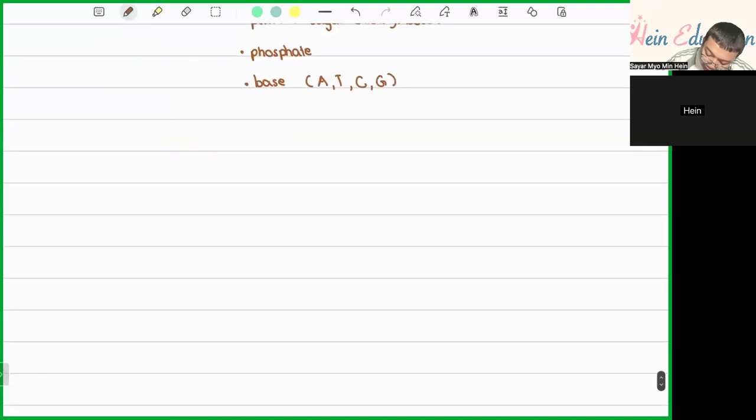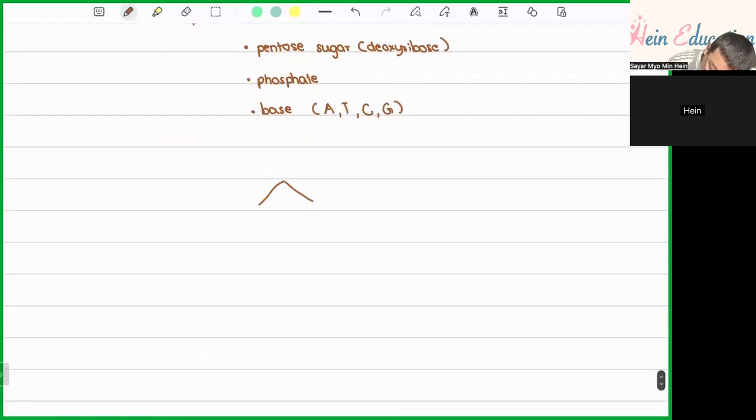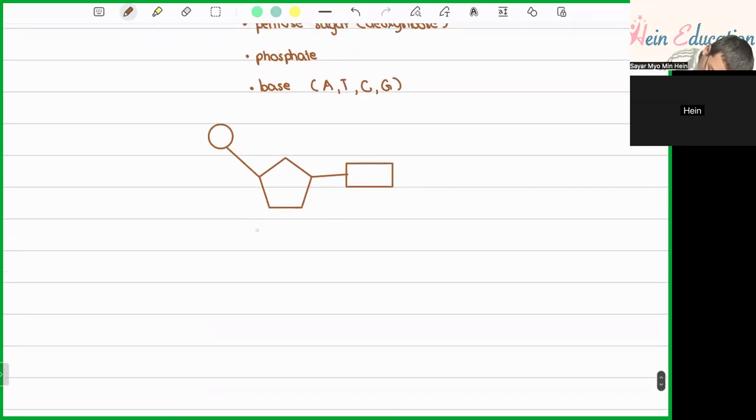So let me draw an illustration for this. We have a pentose sugar here, and we will have a base attached here, and then here we get a phosphate molecule. Okay, so let me draw one more time. Here we got deoxyribose sugar, and we get the base, and this is the phosphate group. So this is a nucleotide which contains deoxyribose sugar, phosphate group, and base.